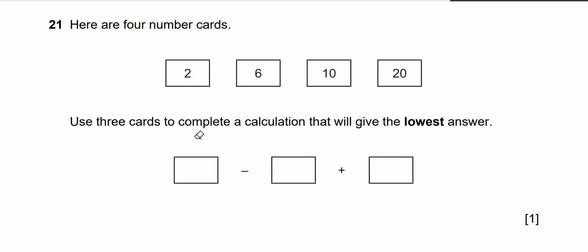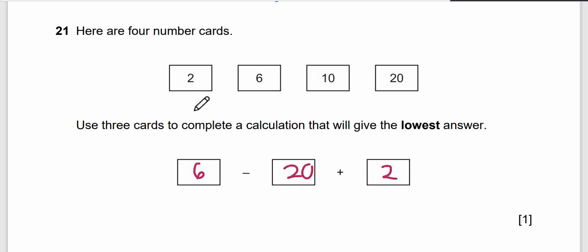Alright guys, if you have not finished, you may pause this video. Let's open up the answers. So here's our results. Lowest answer. So we have to start from the lowest number, 6. We don't use 2, we use 6, minus 20 plus 2. We get the lowest answer, that is minus 14 plus 2, minus 12.